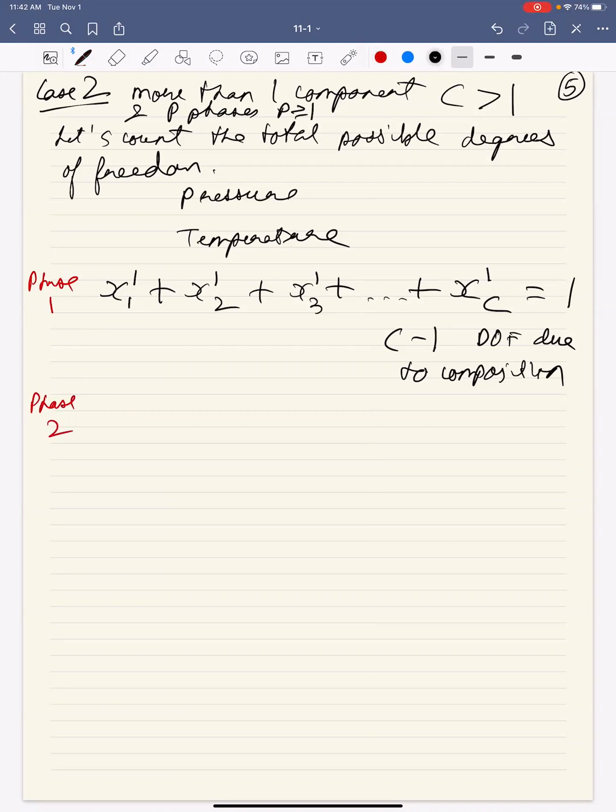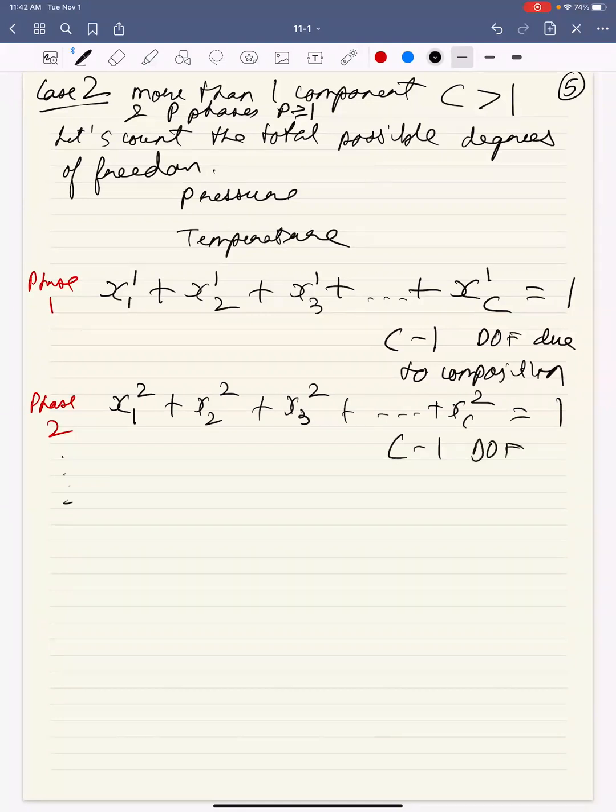Phase 2 will also have a similar relation, x1 superscript 2, x2 superscript 2, x3 superscript 2 plus xc superscript 2 is equal to 1. So again, C minus 1 degrees of freedom. And if you went to phase P, the final phase, you will have x1 superscript P, x2 superscript P plus xc superscript P is equal to 1. Again, C minus 1 degrees of freedom.